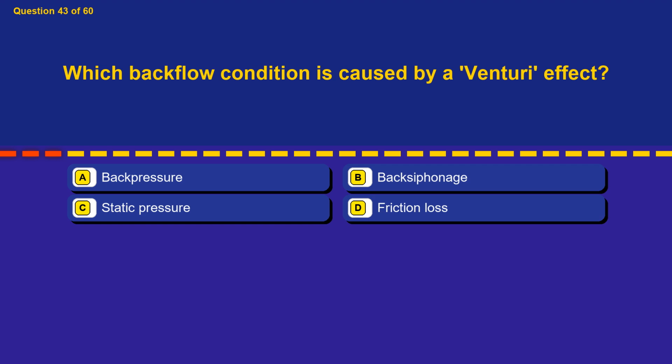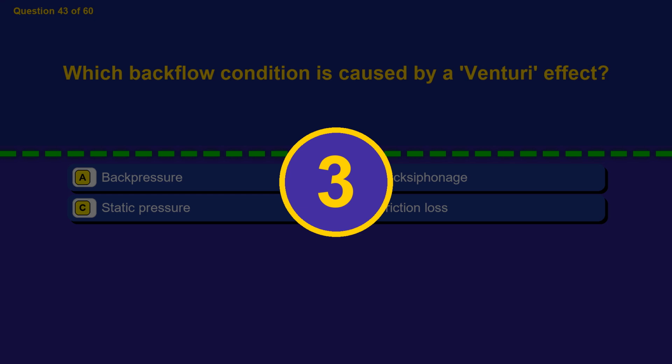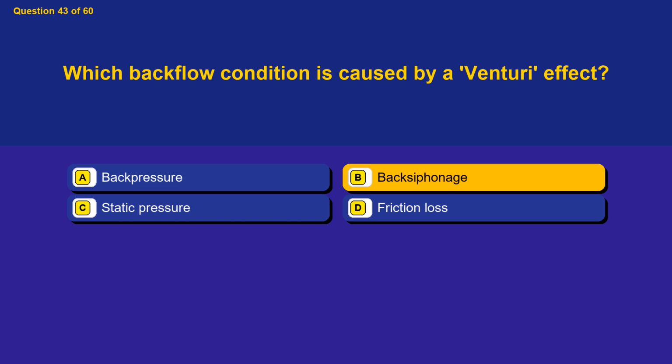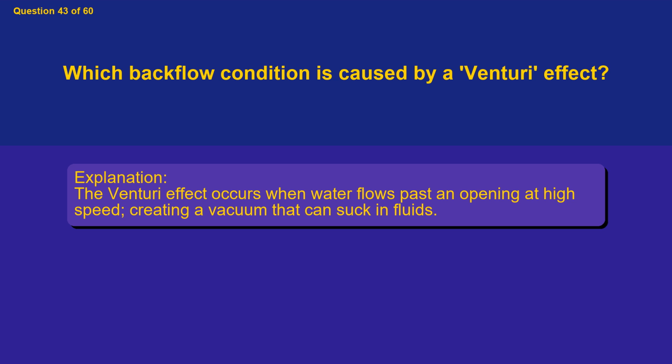Question 43. Which backflow condition is caused by a Venturi effect? Option A, back pressure. Option B, back siphonage. Option C, static pressure. Option D, friction loss. The correct answer is option B, back siphonage. The Venturi effect occurs when water flows past an opening at high speed, creating a vacuum that can suck in fluids.